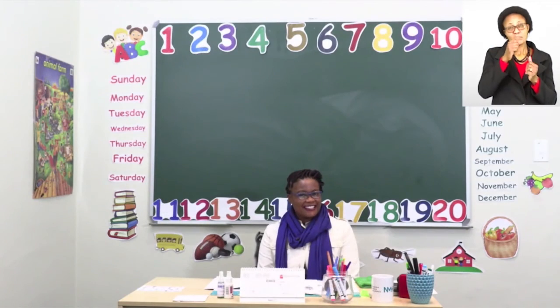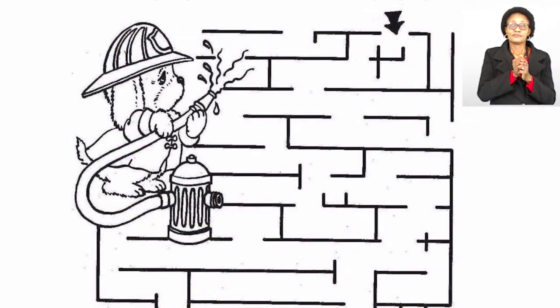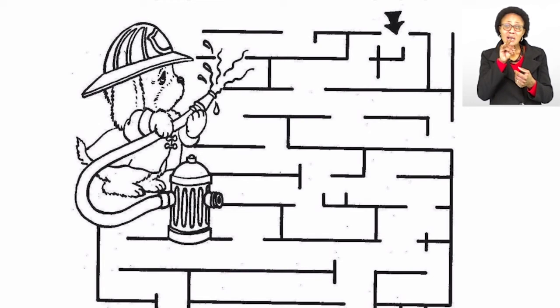Let's go to the next exercise. For our next exercise, we have a puppy. Oh, it is so cute. But it seems like we have a fire and we need to help the puppy get to the fire using the maze. So you're going to follow the road so that you can put out the fire. I'd first like you to try with your finger. You are going to try every single road.